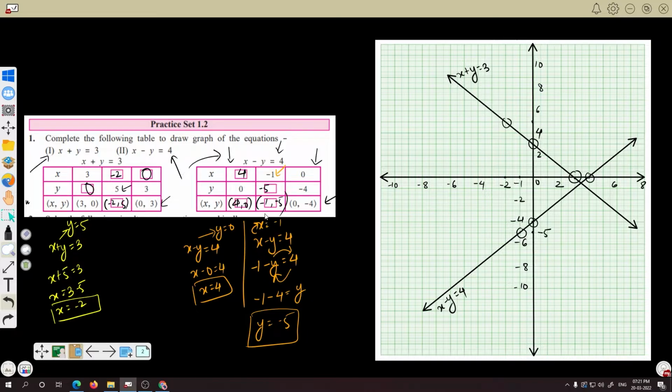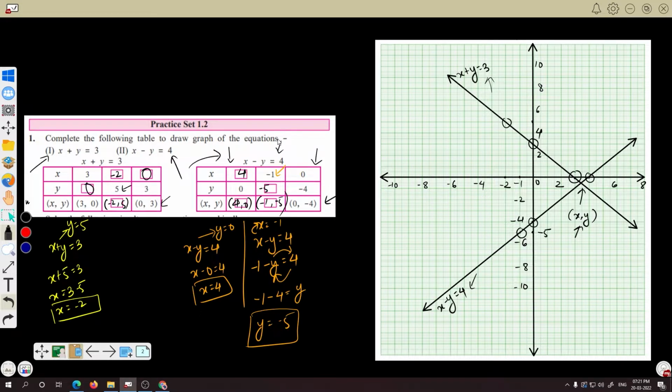Now if you look at the graph, the first line represents the first equation and the second line represents the second equation, but there is a point of intersection. This particular point is the point of intersection. If you find the coordinates of the point of intersection, that is x comma y, this will be the solution of the given pair of equations.